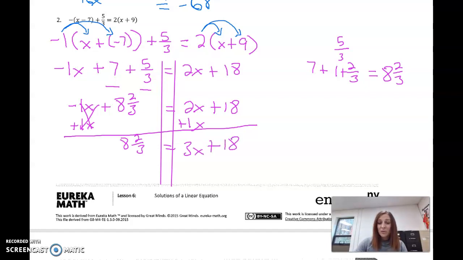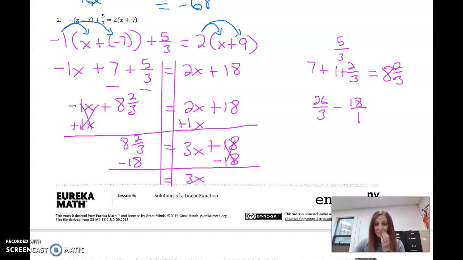Two-step equation. I'm solving for 3x, so I need to get rid of the 18, so I'm going to subtract 18 from both sides. And that's where it gets to be a pain, I know. That cancels out, and I'm left with 3x equals this part right here. So I think what I'll do is change this to an improper fraction now. 3 times 8 is 24, plus 2 is 26. So I get 26 thirds minus 18 over 1. If I make that into a fraction, I'm doing this part right here.